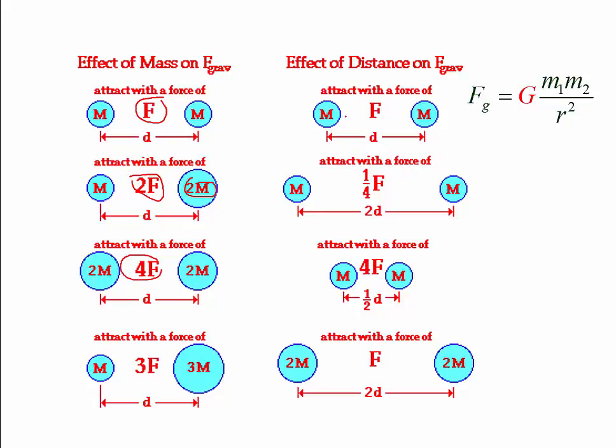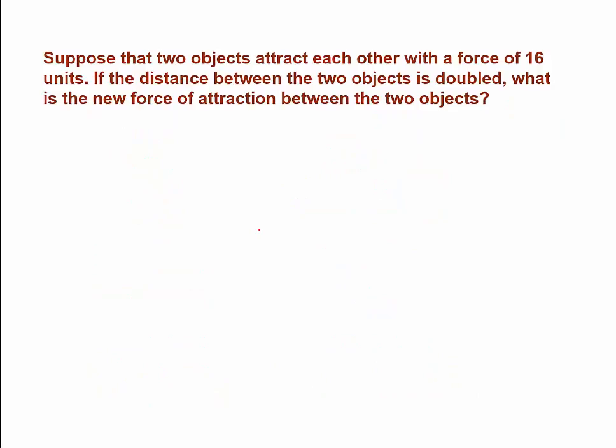On the other hand, come over here and you see if the distance is doubled, tell me, will the force increase or decrease? Well, the distance is in the denominator and it is squared. So if the distance is doubled, the force is going to become a quarter of the original force. You see that? Why? Because it is in the denominator and it is squared. So 2d squared will become 4d squared, and you get 1/4 of the original value. All right, look at this and try to understand it.